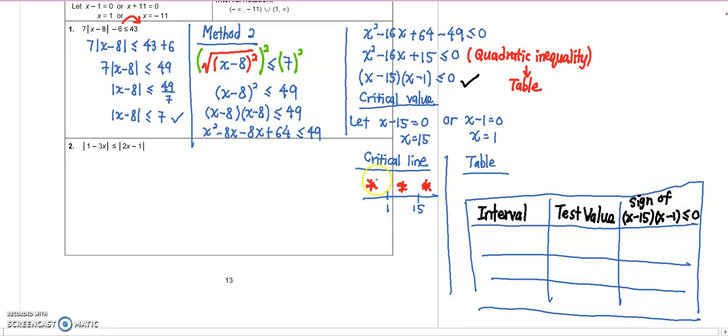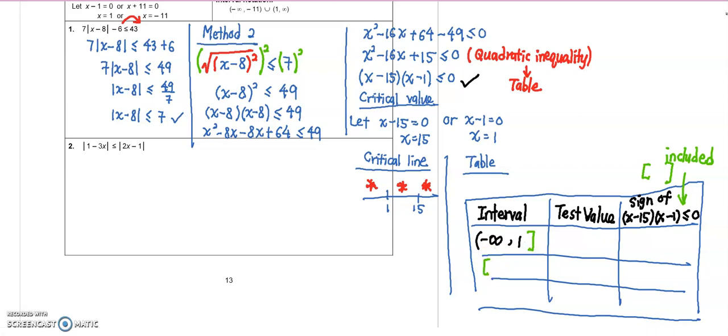0. So the first interval is based on the first critical line, which is from negative infinity until 1. Based on our question, this is included. So that's why we will use a square bracket, except for the infinity. Same as this one, included. From 1, the second interval is until 15. Here is included because the question is included. So finally, from 15 to positive infinity.